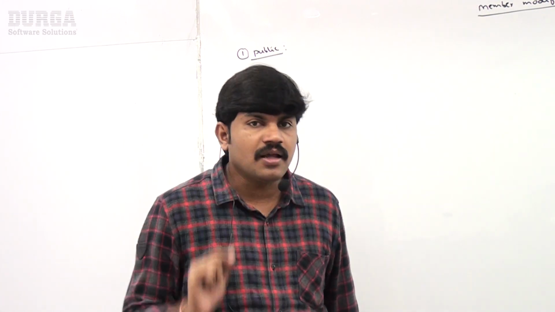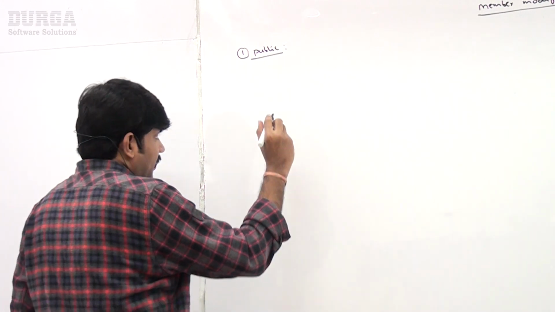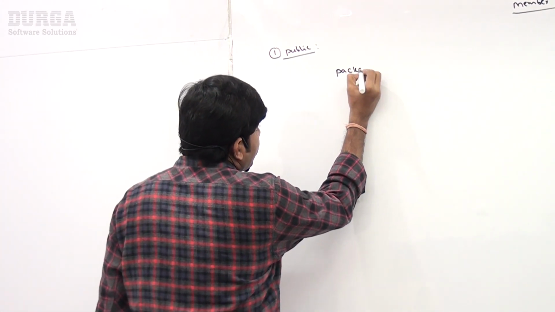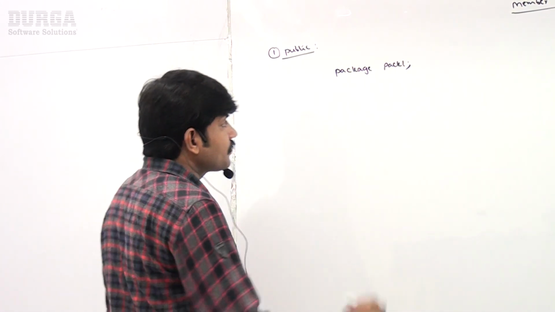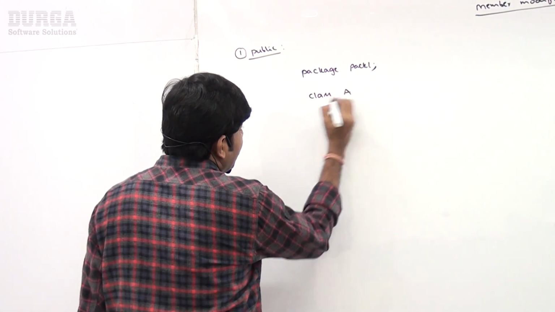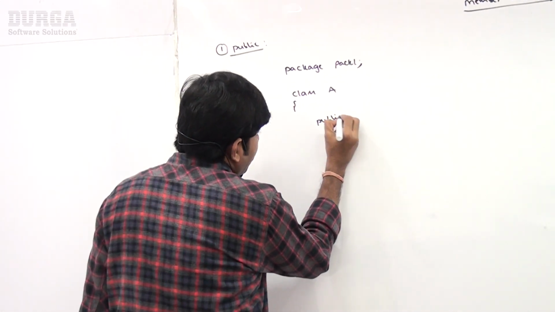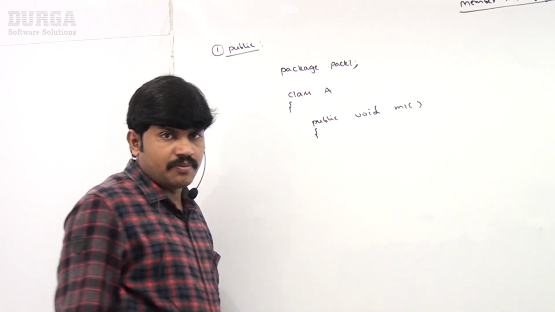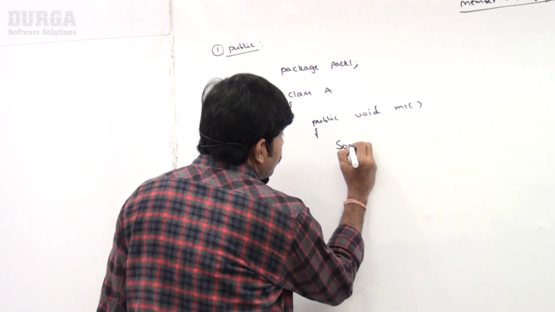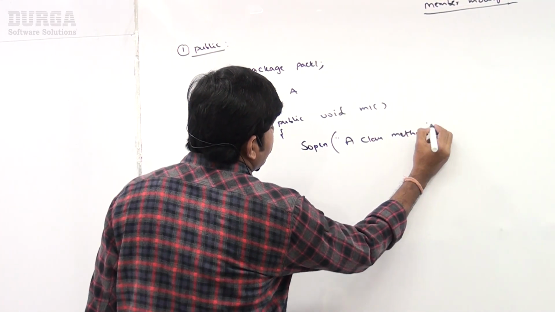Clear? Now let me go for a small example, and there is one small twist also. Observe carefully. I have a package, pack1. I'm taking a class A, and here I'm taking public void m1, with System.out.println, "A class method".